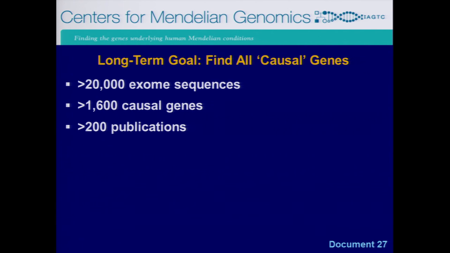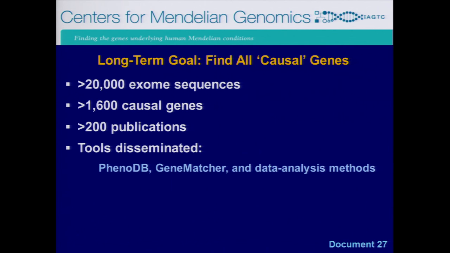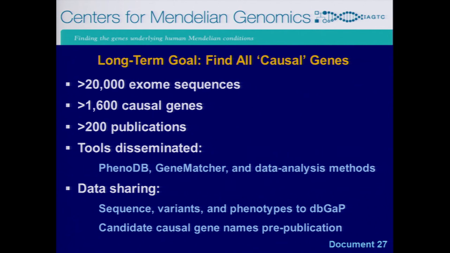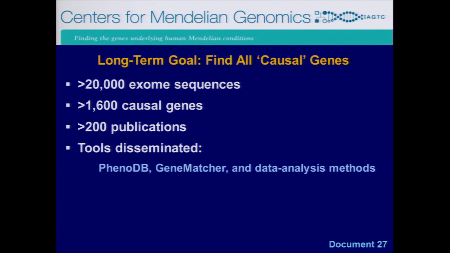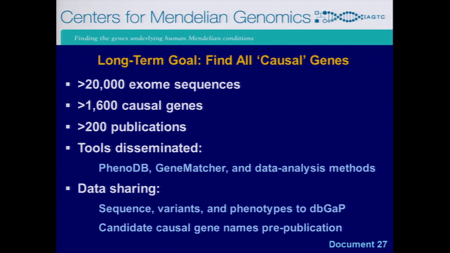Now, many of these discoveries and innovations are reported in the now over 200 publications that have come out to date. The centers also disseminated relevant tools such as PhenoDB for phenotype collection, storage, and analysis, GeneMatcher for enabling researchers interested in the same genes to quickly connect with one another, and various data analysis methods.